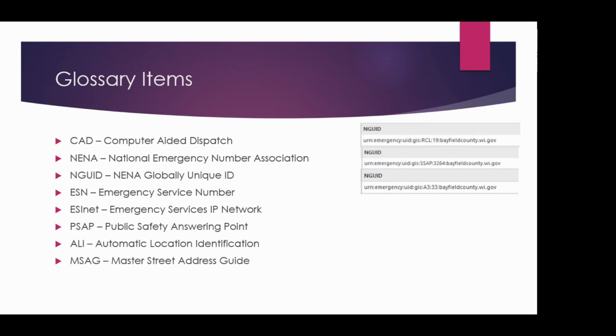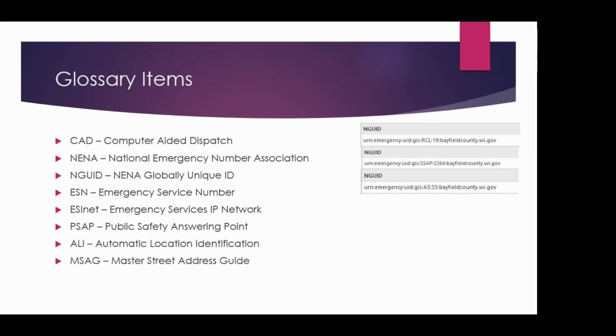So we have CAD, Computer Aided Dispatch, NENA, National Emergency Number Association, NGID, NENA Globally Unique ID. And on the right there, I have a couple of those NGIDs. So the top is for our road centerline layer. And then I have the SSAP, which is our site structure address point. And at the bottom, I have a layer for our incorporated municipality boundaries. And each layer has its own unique code. It's quite lengthy, so it's abbreviated here. And then each feature has its own number, so it'll have its own unique ID.